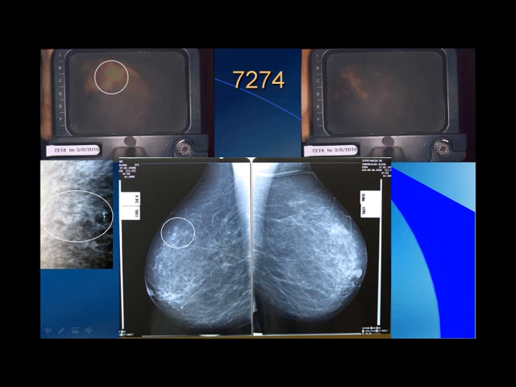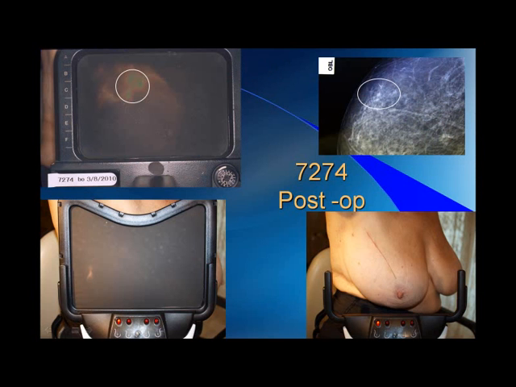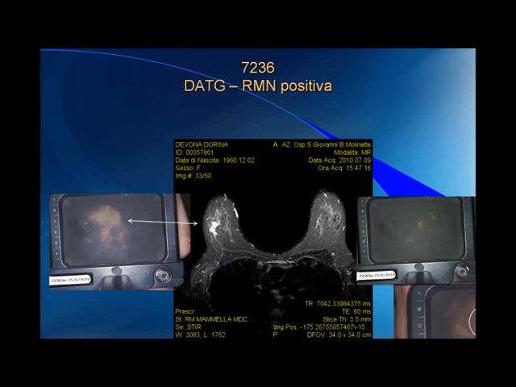Sometimes a mammography is difficult to give an interpretation for BI-RADS 3, for example, or for microcalcification. So this technique can be useful. For example, here is a microcalcification here, and after the surgery, you see that there's no residual tumor. It was a ductal infiltrating carcinoma of 8 millimeter.